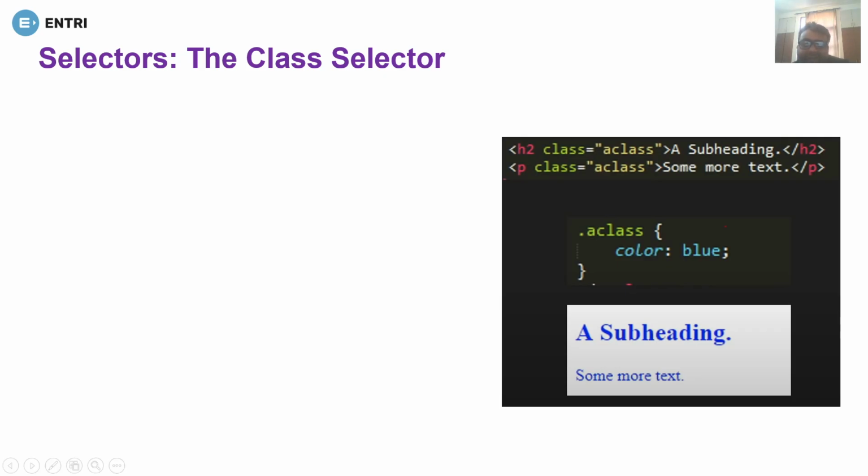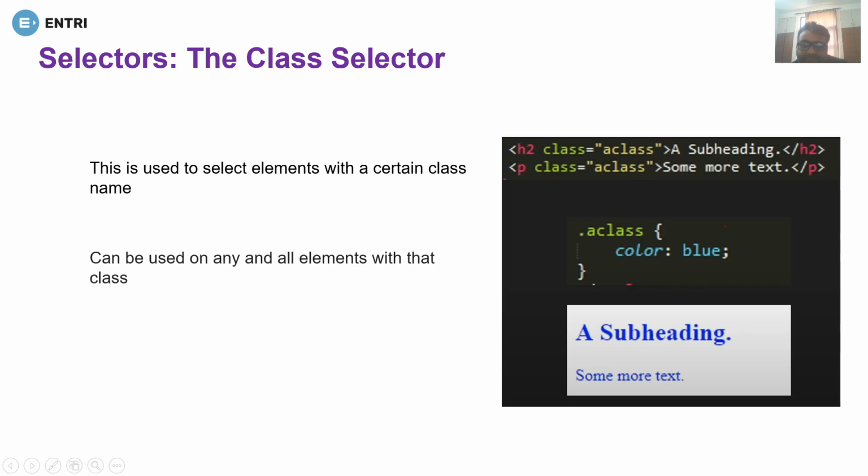There will be a class which we will create, and what we do is we specify the element with a certain class name. For example, we give a class to H2 and P as A class. The class attribute we have specified for H2 and P as A class can be used for any or all elements of that class, obviously. So for H2 and for paragraph, in both cases we are using the same class name.